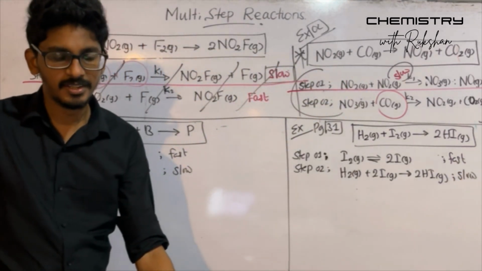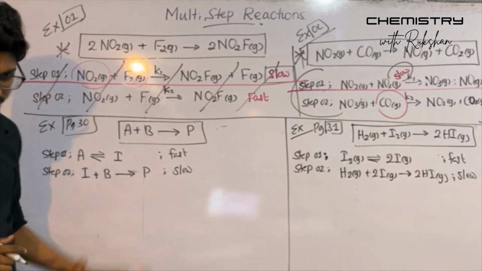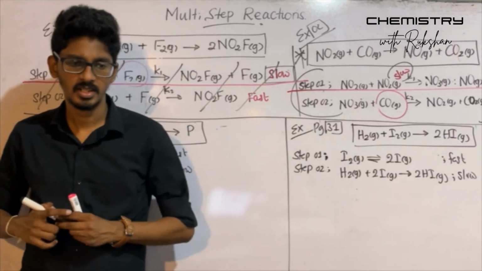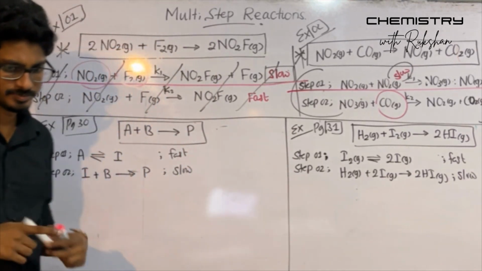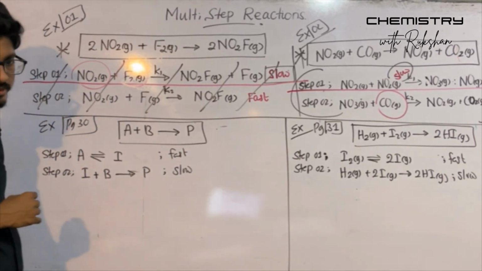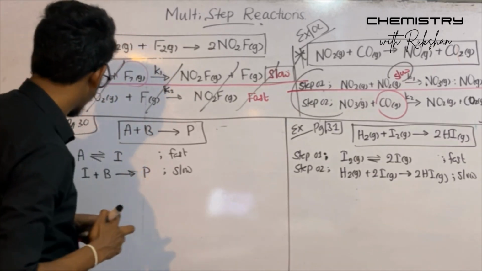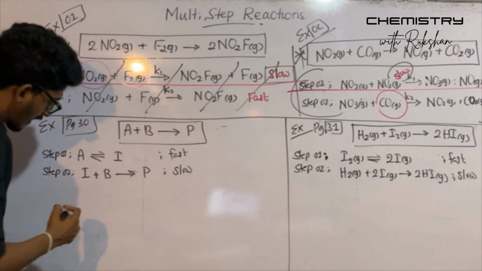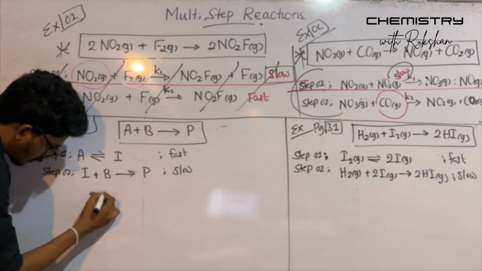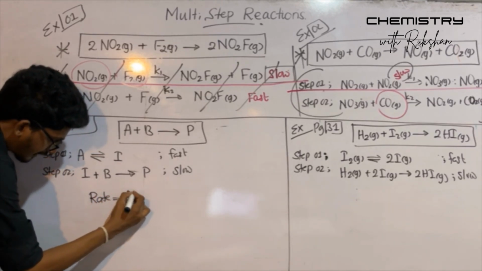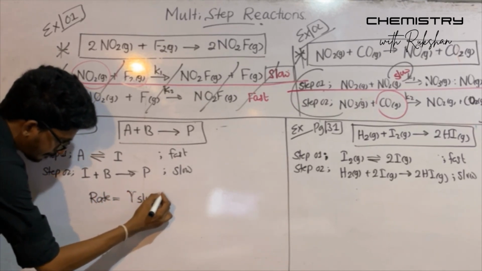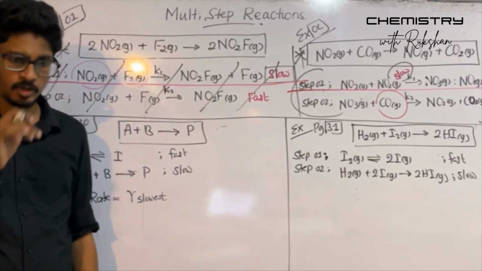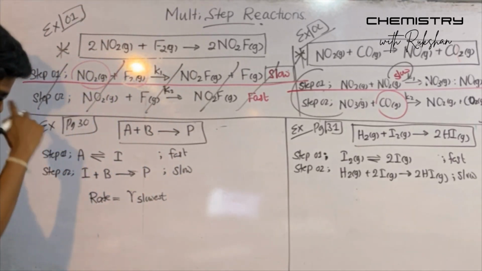Okay. Let's try to come up with the rate law for these two mechanisms, for these two multi-step reactions. Deriving the rate law, right? Yes, you can write the rate law as rate is equal to rate of slow step. Always, rate is equal to rate of slow step. What is the rate of slow step?